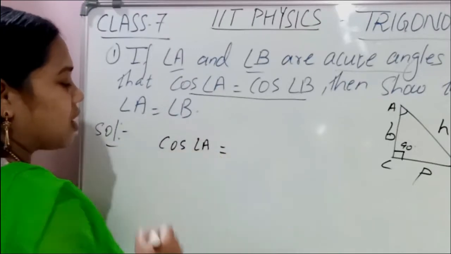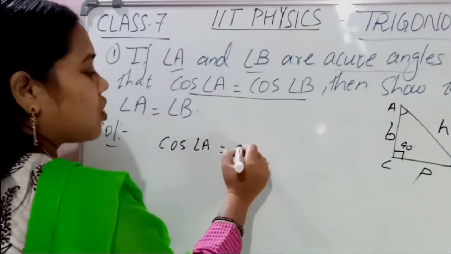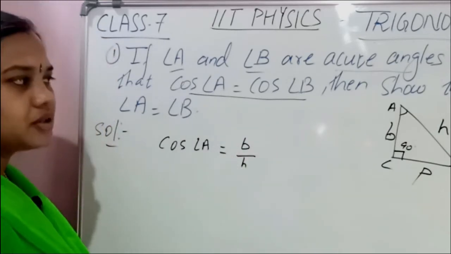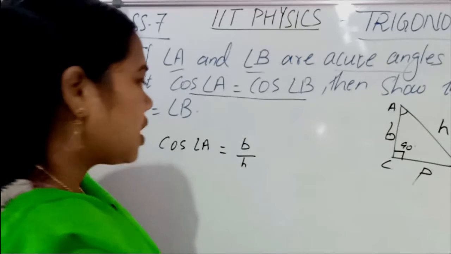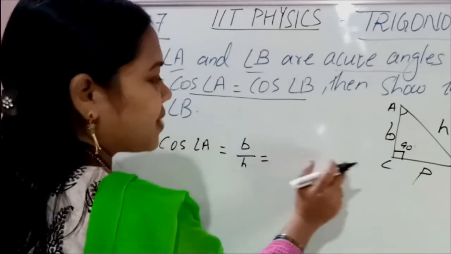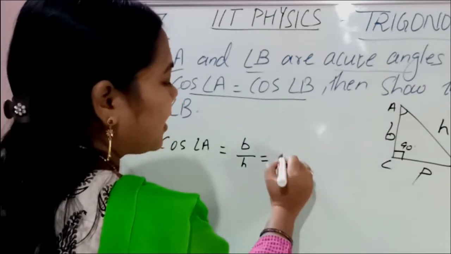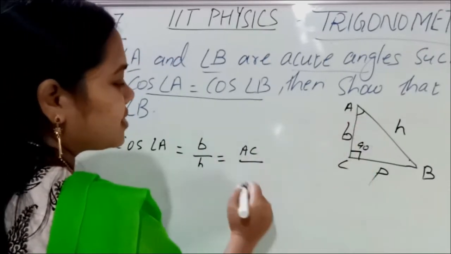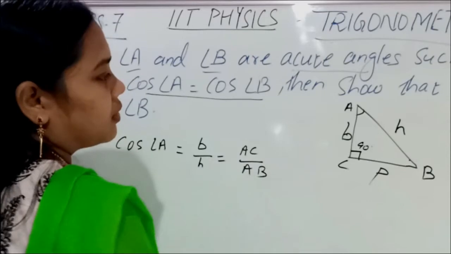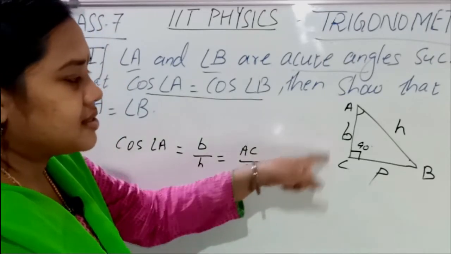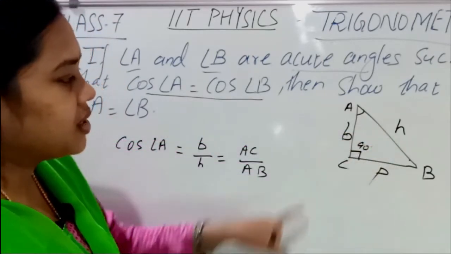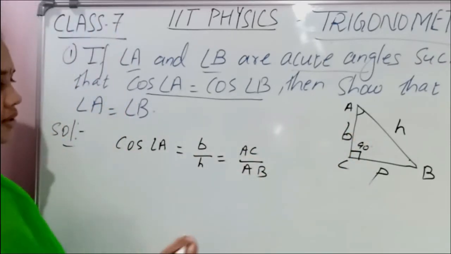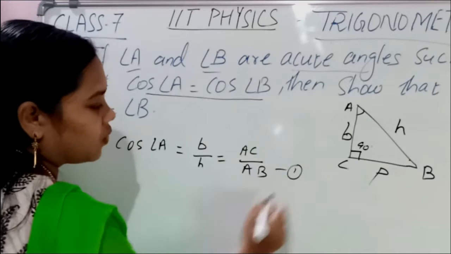So first cos angle A. How much? Cos theta is equal to B by H, is it or not? Then what is base? See, base is AC. And what is hypotenuse? Hypotenuse is AB. So it became AC by AB. Okay, now this is your first equation.